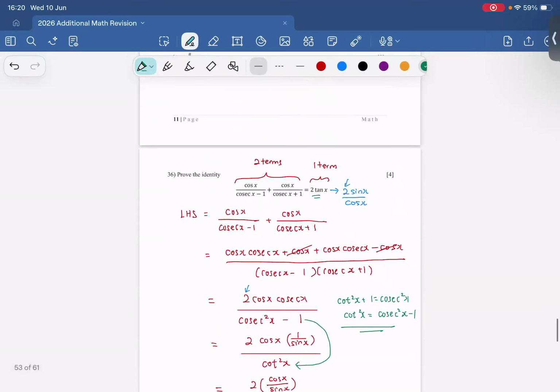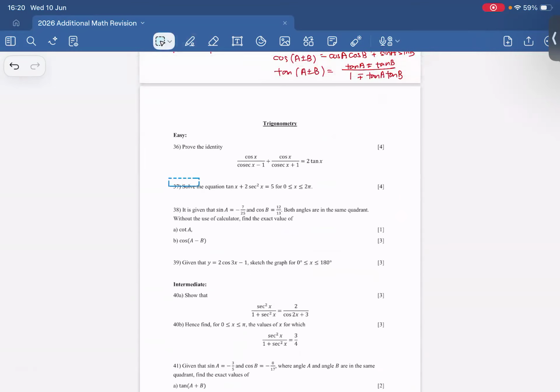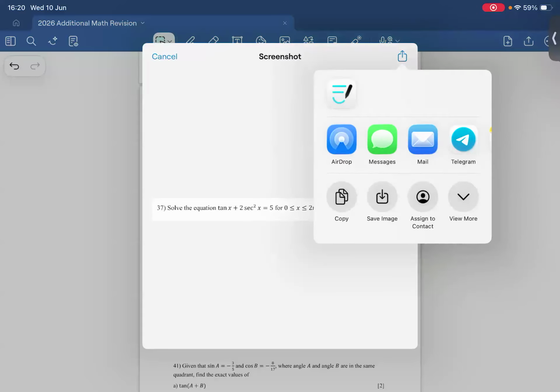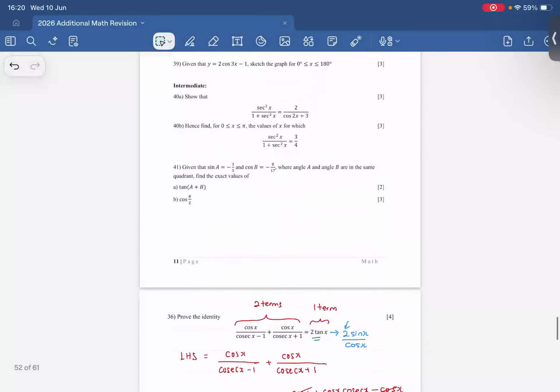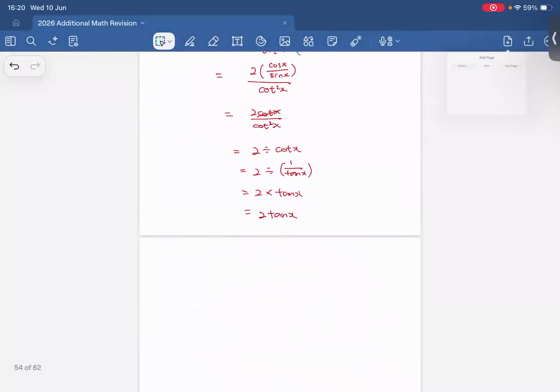Okay, so proving is a very typical kind of question that you will see. The next kind of question that you will see in your trigo is your solving of equation. So how to solve equation?